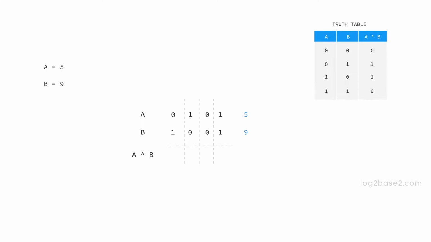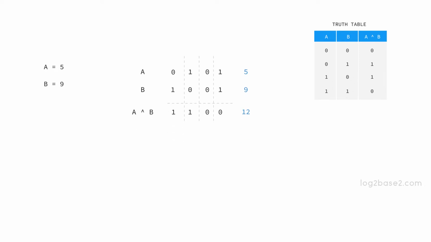Take the first pair of bits, which are 1 and 1. We have the truth table, so we get 0. The next pair is 0 and 0, again we get 0. Next is 1 and 0, so those are different values, so we get 1. Finally we have 0 and 1, again different values, so we get 1. The result of the bitwise XOR operation between 5 and 9 is 1100, whose decimal equivalent is 12.